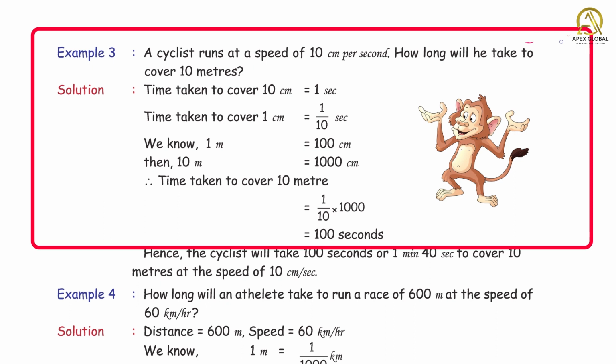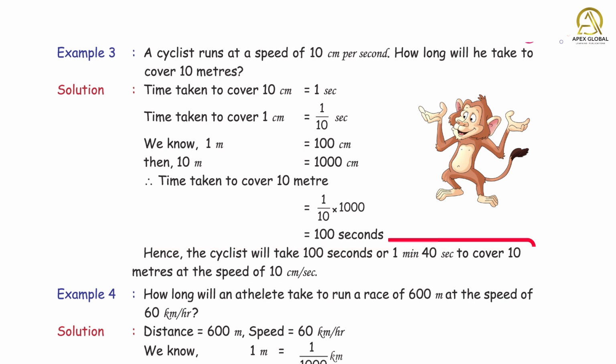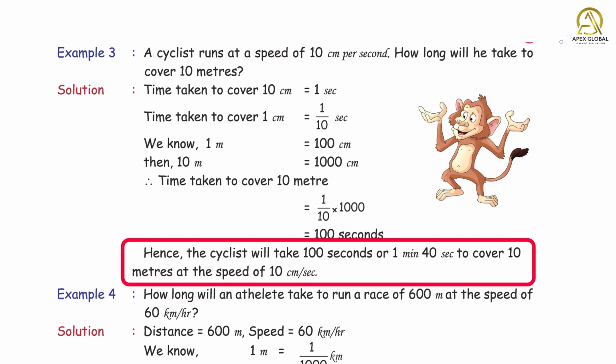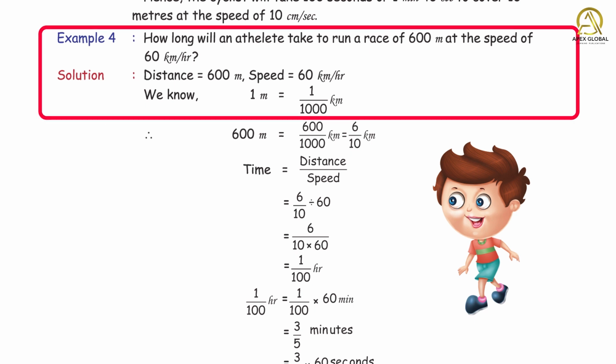Then 10 cm is equal to 1000 cm. Time taken to cover 10 meters is 1 upon 10 into 1000, which is equal to 100 seconds. Hence the cyclist will take 100 seconds or 1 minute 40 seconds to cover 10 meters at a speed of 10 cm per second.